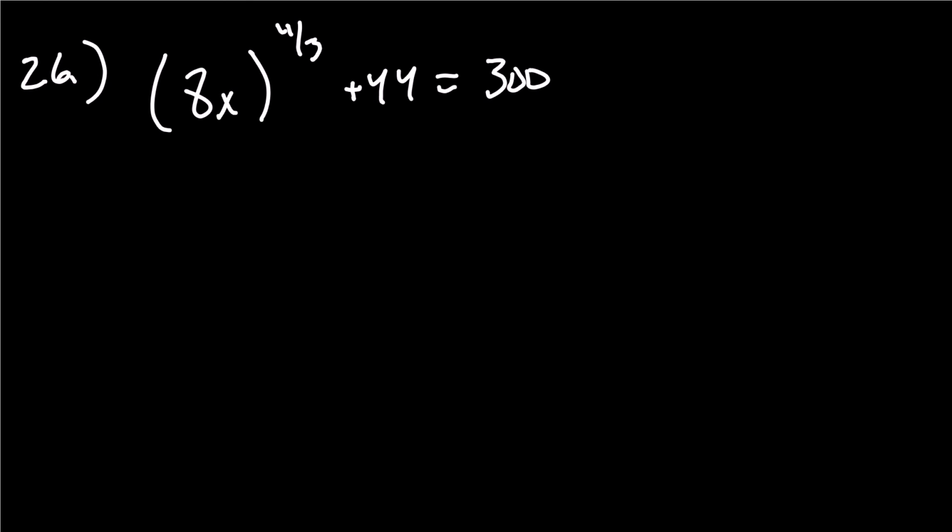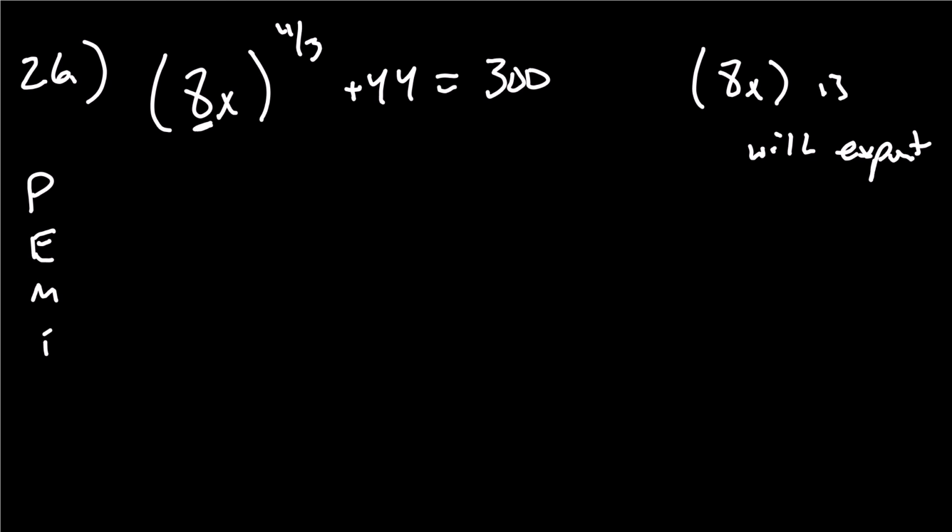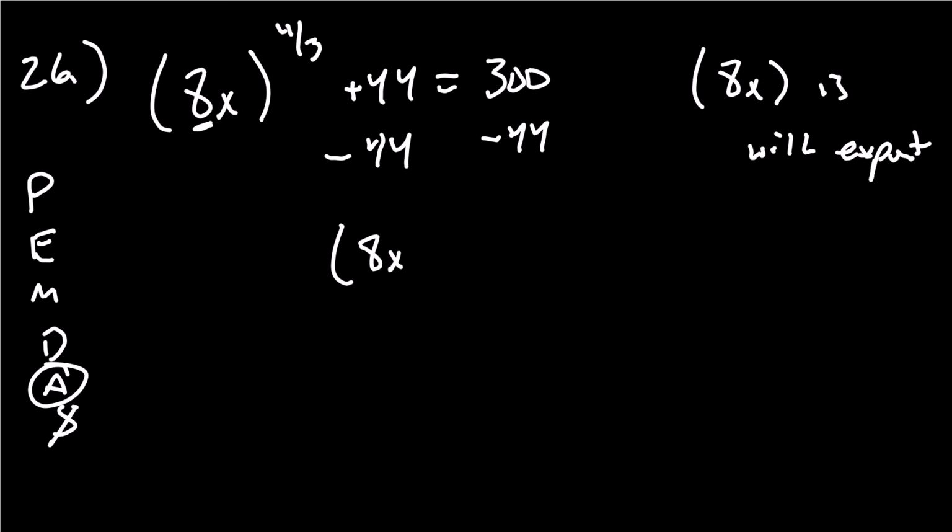Alright, number 26, we have 8x. Notice, 8x is with the exponent, so you cannot get rid of that 8 until the exponent's gone. But if you use Pemdas Backwards, it would actually tell you that right away, because there is no subtraction, there's addition, so I minus 44 first. I get 8x to the 4/3. Please don't lose those parentheses, they're really important right now.